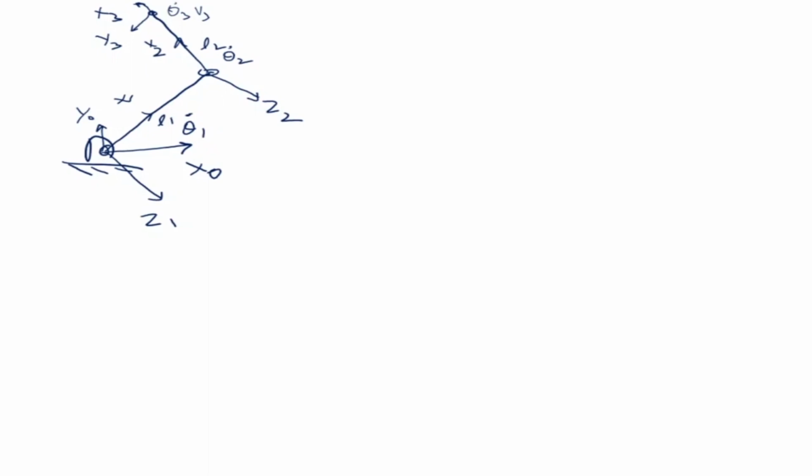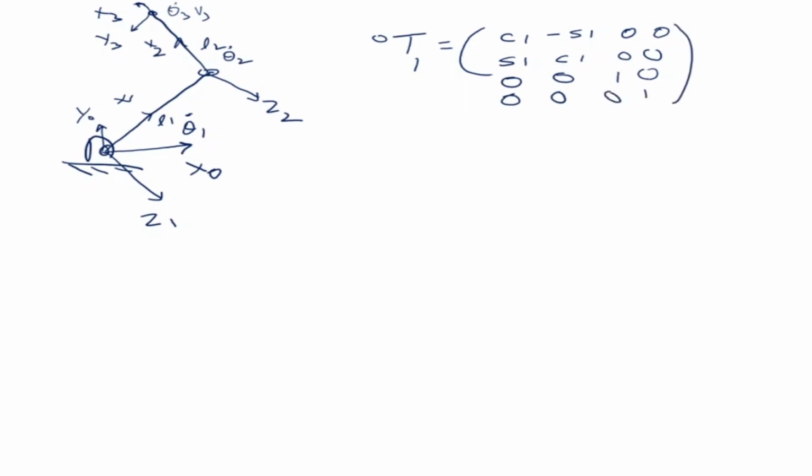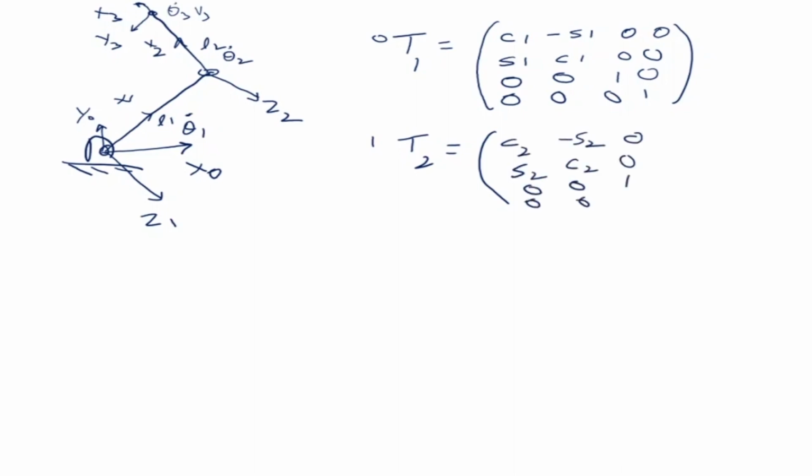Now when we look at the frames that have been attached, we find that the 0 to 1 frame has a rotation matrix which is cos theta 1, minus sin theta 1, 0, 0; sin theta 1, cos theta 1, 0, 0; then 0, 0, 1, 0; and then 0, 0, 0 and 1. This is always the same when the two frames are together, 0 and 1. Now the second transformation matrix, relating frame 2 to frame 1, is given by cos theta 2, minus sin theta 2, sin theta 2, cos theta 2. These are all rotations about z, so this is the way it appears.